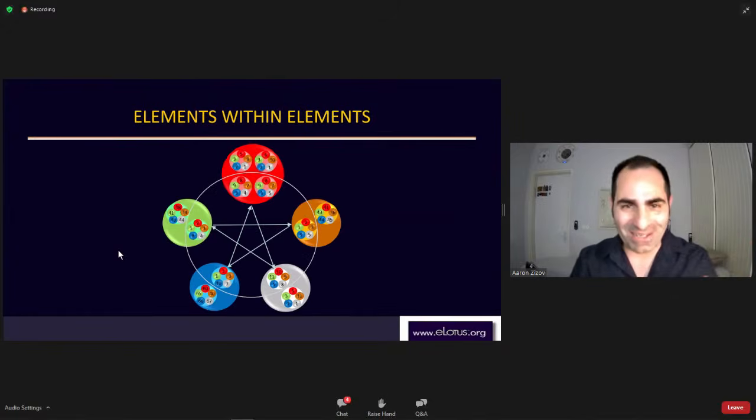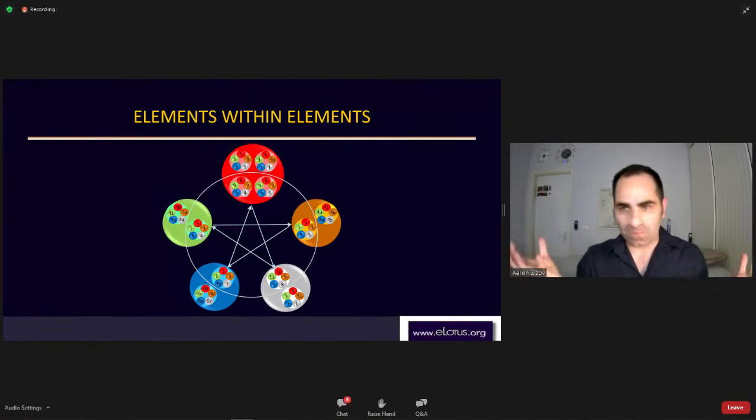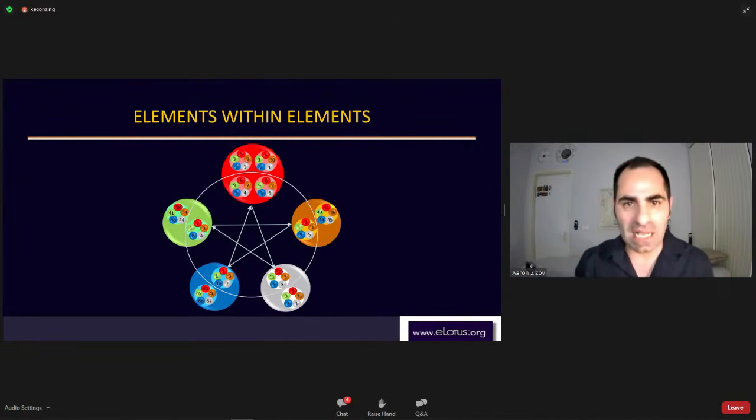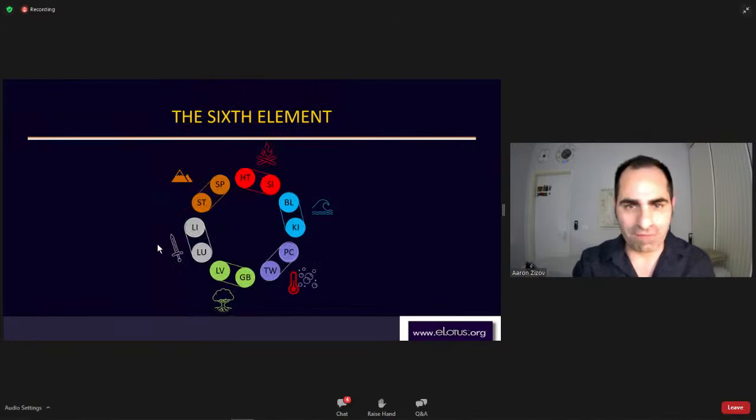I'm running a bit because I want to have 15 minutes left. It's moving too fast. Again, about these harmonies of the elements within themselves, we can choose the specific points of the 5 elements.